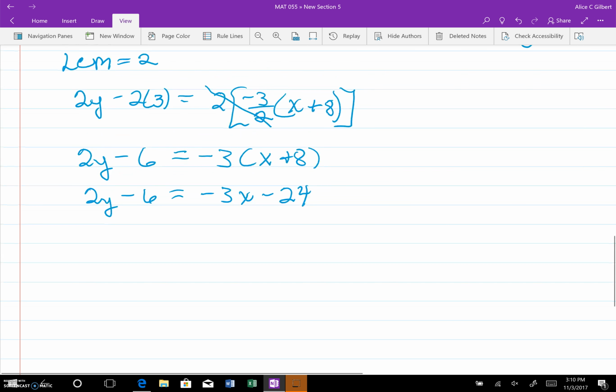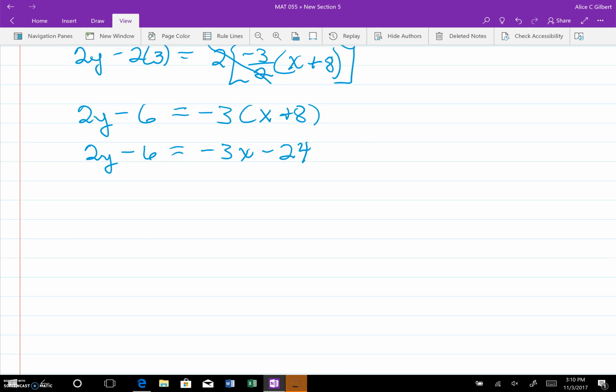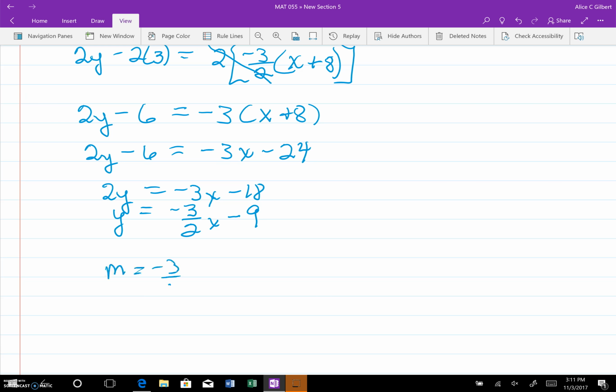Okay, so again, first thing I want to do is put it into slope-intercept form. So that's going to be 2y equals -3x minus 18. y equals -3 halves x, and then minus 9. So my slope is -3 halves, and my y-intercept point is 0, -9. Now I'm not going to graph this one unless we have time, because I do want to say a couple of things really quickly.